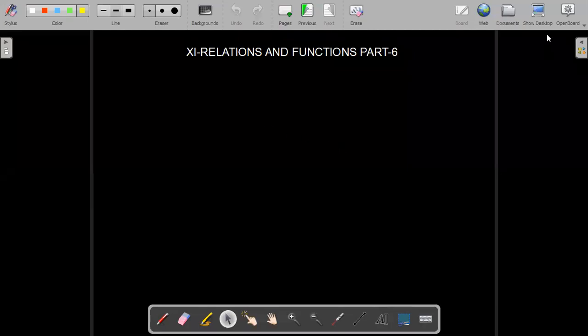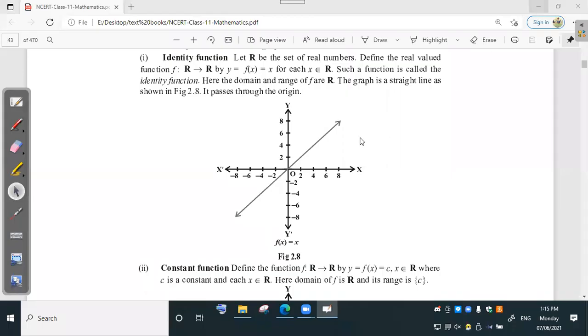We have to start the types of functions now. I will explain here only that we have different types of functions. You must know about it. This is an identity function, denoted by f(x) = x. If the function is f(x) = x, then it is an identity function.